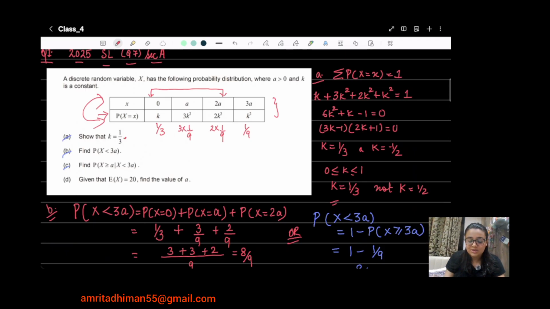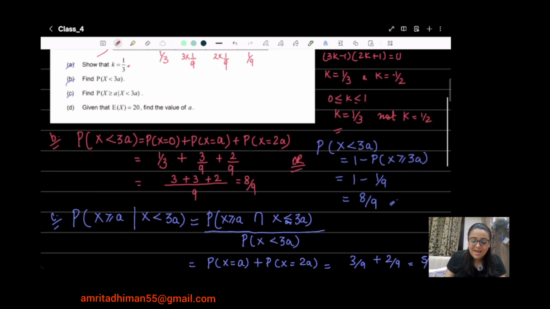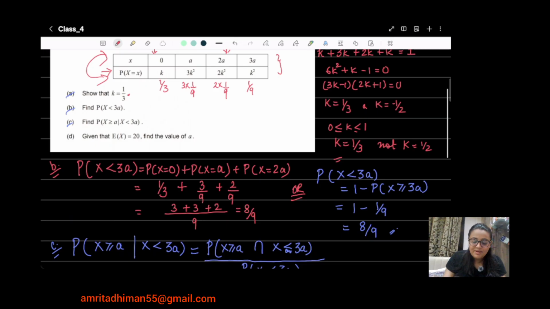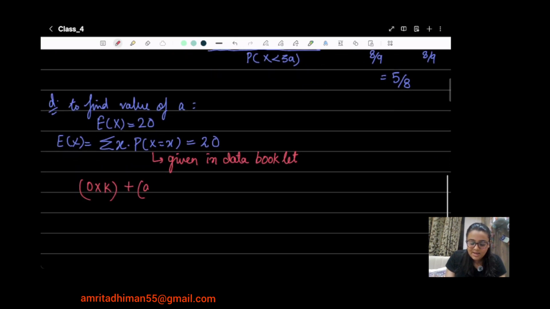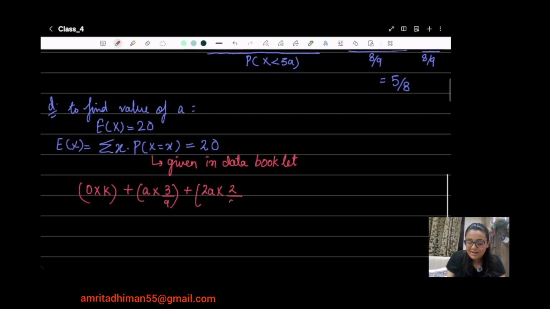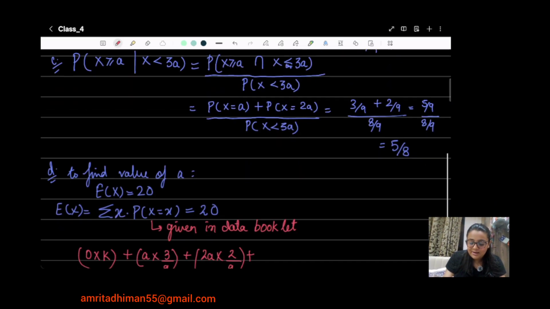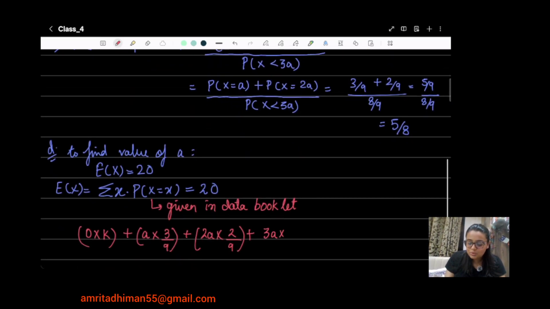X into p of x is equal to x, that means 0 into k, plus a into 3 by 9, plus 2a into 2 by 9, since the probability of 2a is 2 by 9, plus the third one, 3a into 1 by 9, which is equal to 20.